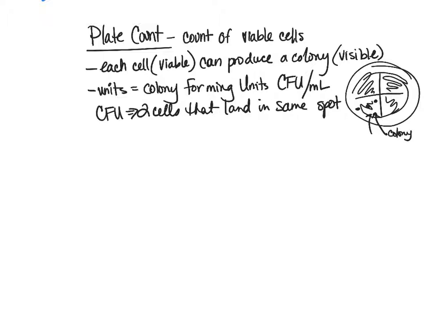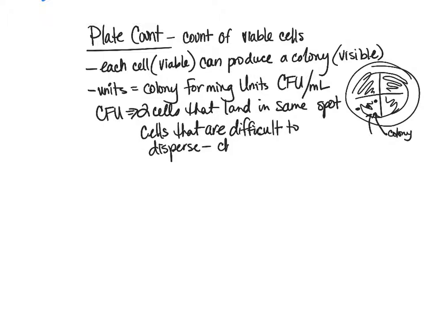Now that doesn't always happen. So we could still by accident have two cells or more that land in that single spot and form a colony. What we would likely do is take that colony, grow it up again, and then try to spread it out again to make sure we get a single individual cell that has started a colony. Or again, it could be cells that are difficult to disperse, so again, something like chains or clusters that might be very difficult to spread apart, even if we're doing an isolation of cultures.